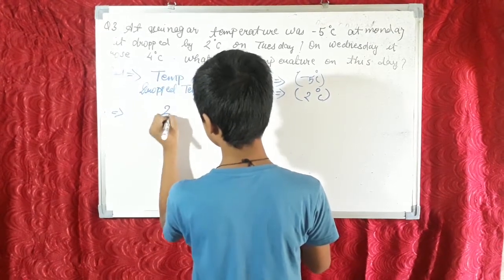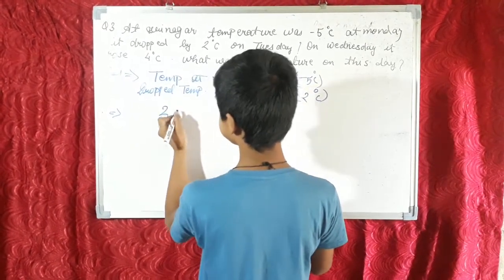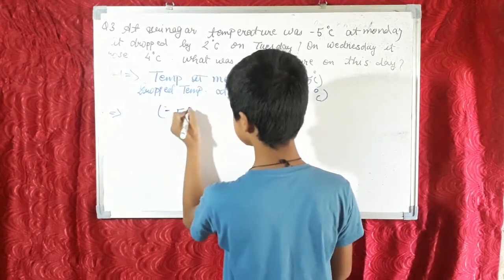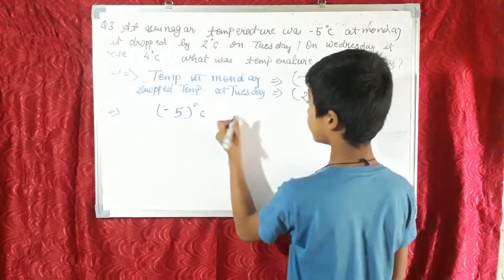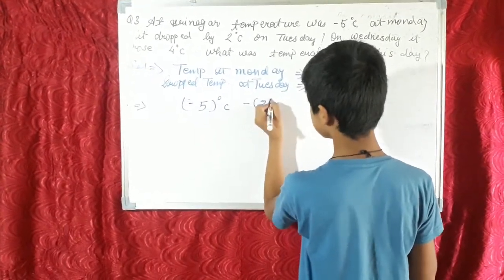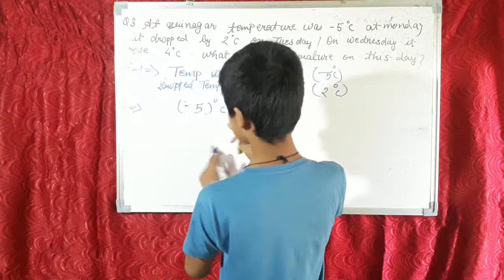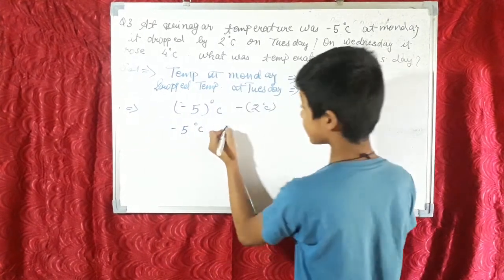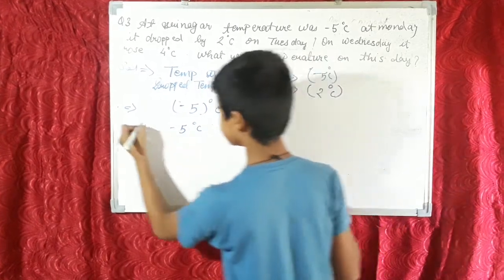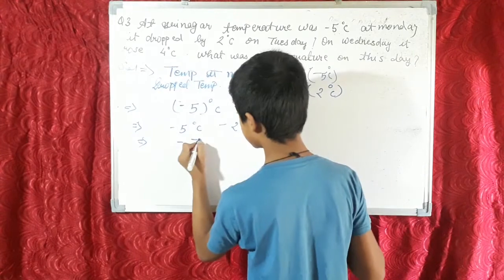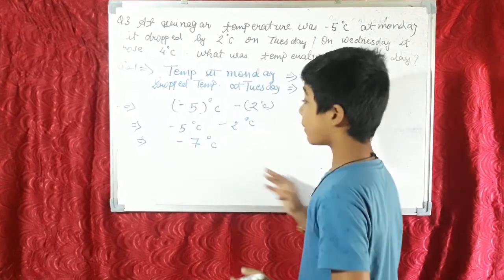We will write here 2. Then we will write here. Sorry, first we will write this minus 5 degrees Celsius. Then it also becomes minus, then it will be 2 degrees Celsius. So it also comes minus 5 degrees Celsius. Then minus plus becomes minus 2 degrees Celsius. Then we write arrow. Then minus minus becomes plus, minus 7 degrees Celsius. Okay, minus 7 degrees Celsius.